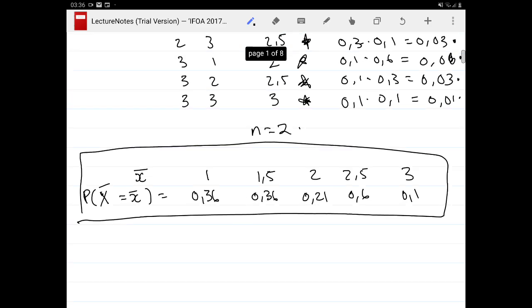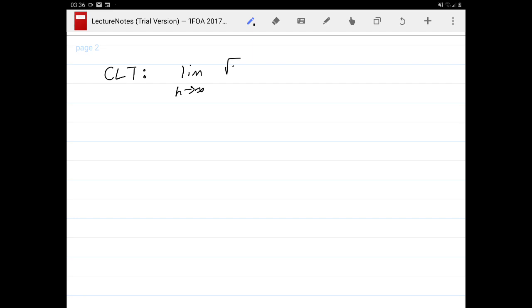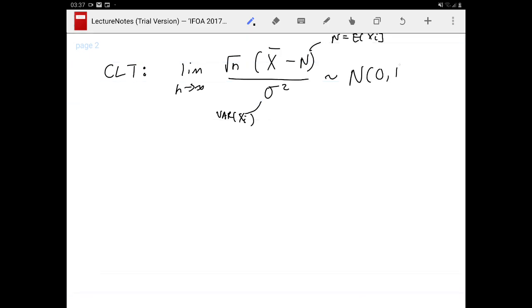So instead we go, okay, well, how do we get around this? Well, we can use an approximate distribution. So remember that the CLT says that the limit as n goes to infinity of root n times (x bar minus mu) over sigma, where mu is the expectation of any of your xi's and sigma squared is the variance of any of your xi's, will be standard normal when n goes to infinity, right?